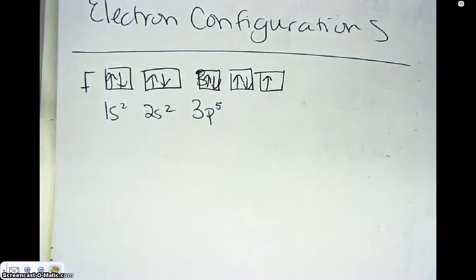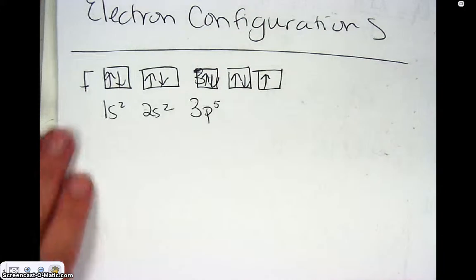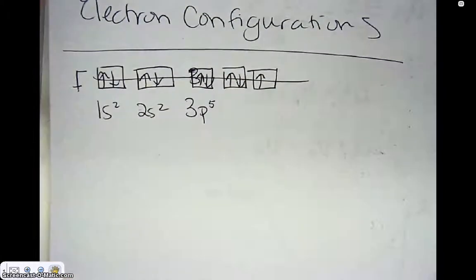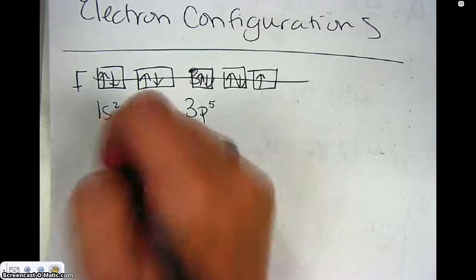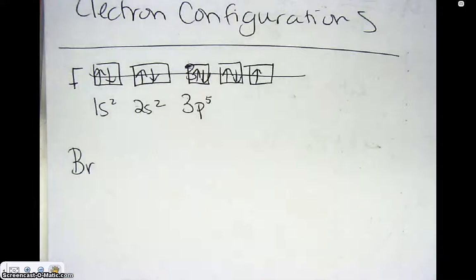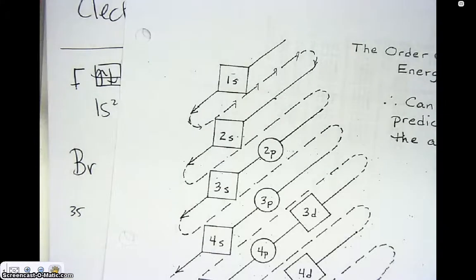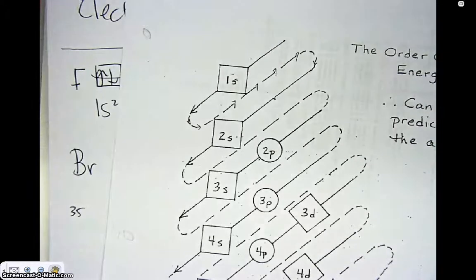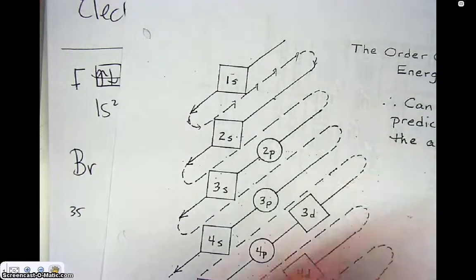Now, the electron configurations are essentially what you have here minus all the boxes and arrows. I'll just do a couple of examples. Let's do bromine. Bromine has a total of 35 electrons. At this point, we're just following along with this sheet. You will learn a cheat to make this a lot easier and to memorize this sheet.